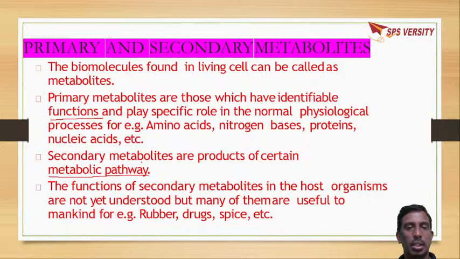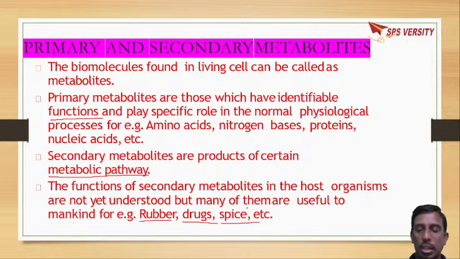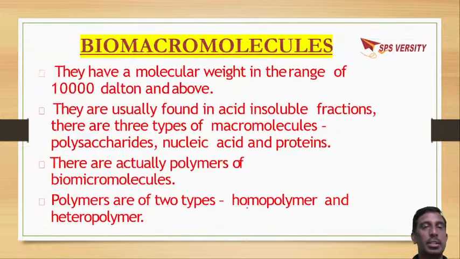Okay. These are useful to mankind. Many of them are useful to mankind, like the spices, rubber, drugs. These all are secondary metabolites, which are useful to us. This comes under secondary metabolites.